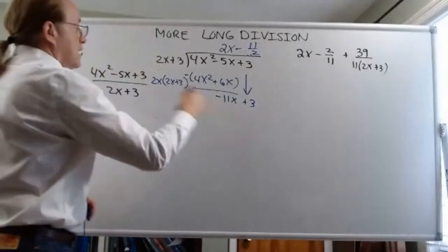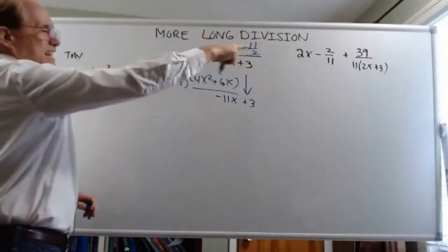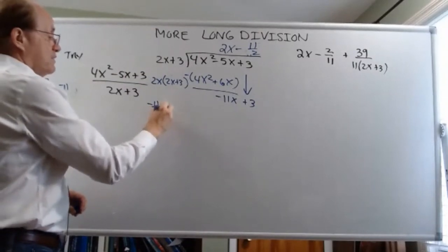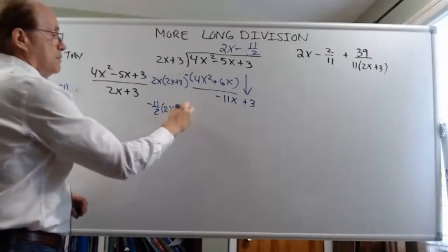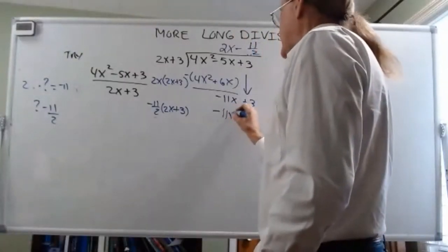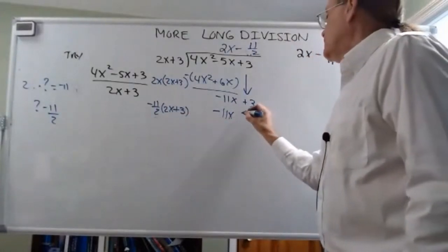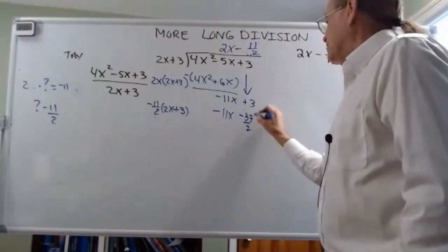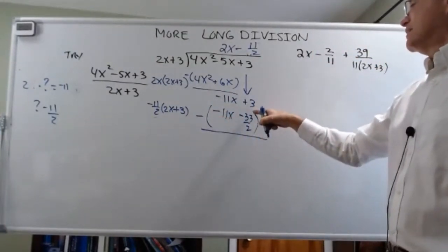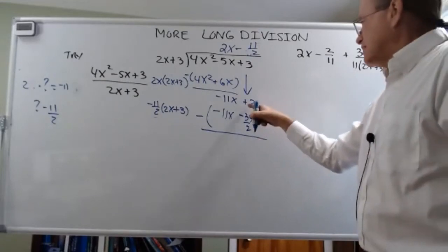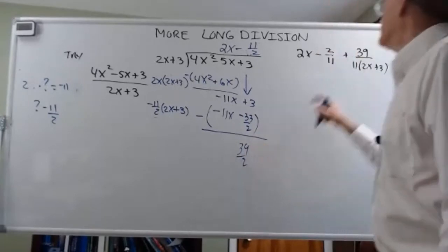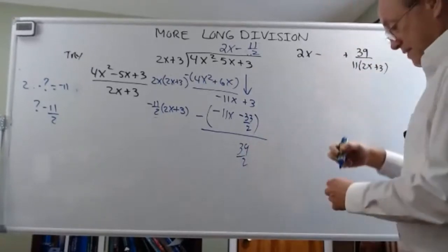Because that's what I'll do over here. And when I do that, the last thing definitely changes as well. So now I have minus 11 halves times 2x plus 3. Well, when I multiply that, that will give me exactly what I want. Minus 11x. And this is going to give me negative 33 halves. And I'm going to subtract them, so that'll become positive. This is another 6 halves. So subtracting that gives me 39 halves. So this would be 11 halves.